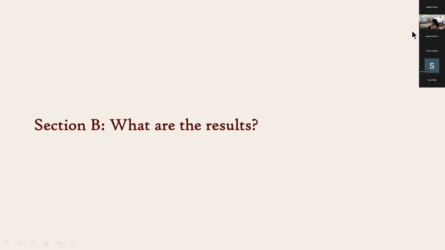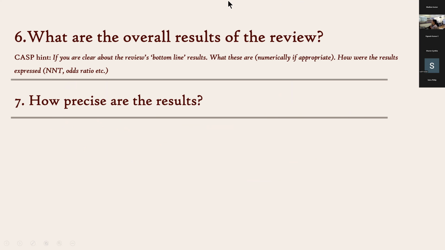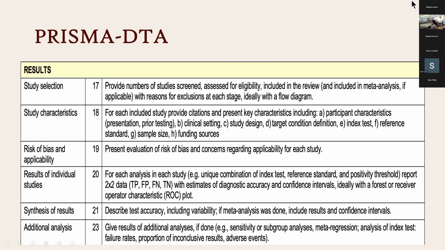So now we come to section B, which is what are the results. So here you need to look at what are the overall results of the review and how precise are the results. So here I've just looked at the results part of the PRISMA-DTA just to see what are the things that they should have reported. So did they basically give study selection as a flow diagram? That they have already given to us. The study characteristics: did they provide a table with what were the patient characteristics, clinical setting? Have they given that? They do.